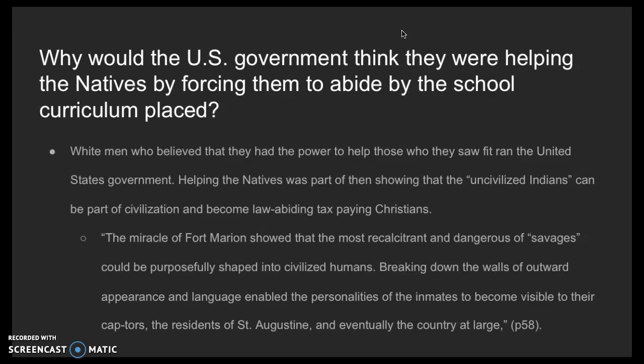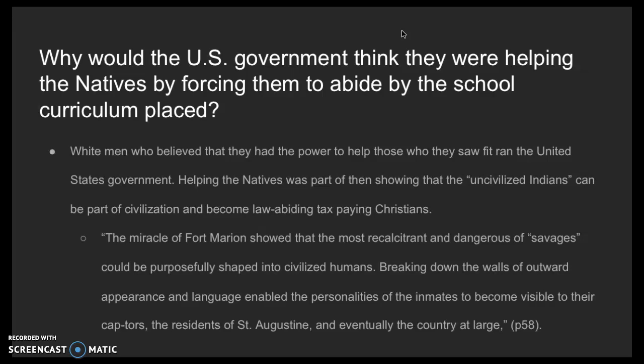The miracle of Fort Warren showed that the most rambunctious and dangerous of the savages could be purposely shaped into civilized humans. Breaking down the walls of outward appearances and language enabled the personalities of inmates to become visible to their captors and residents of St. Augustine, and eventually the country at large.